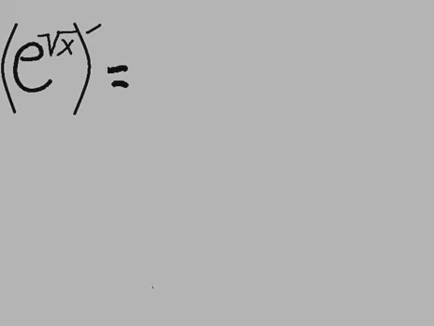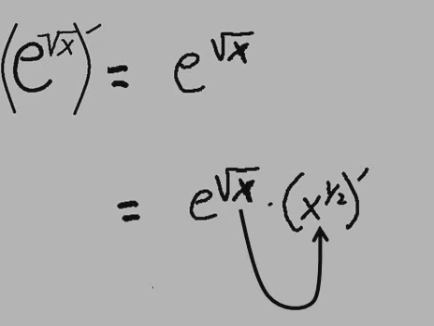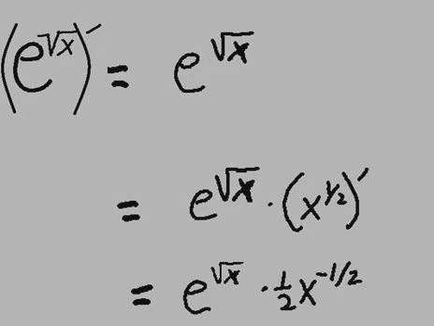What about e to the radical x prime? What does that equal? We'll use the same method. First we start with e to the radical x. Then we multiply that times the derivative of radical x, which is rewritten as x to the 1/2 power. Now we'll take the derivative, and that's 1/2 times x to the 1/2 minus 2/2 power. That gives me negative 1/2. So e to the radical x times 1/2 x to the negative 1/2.